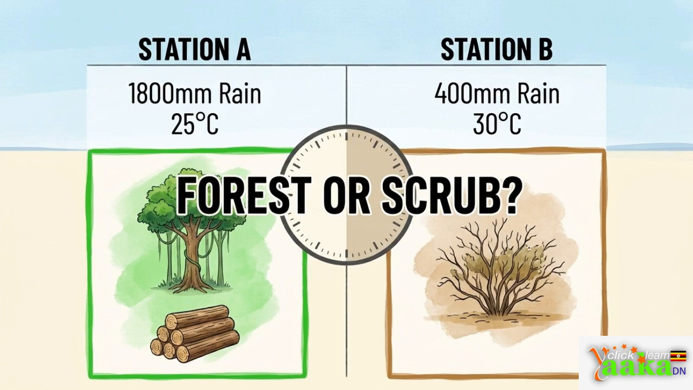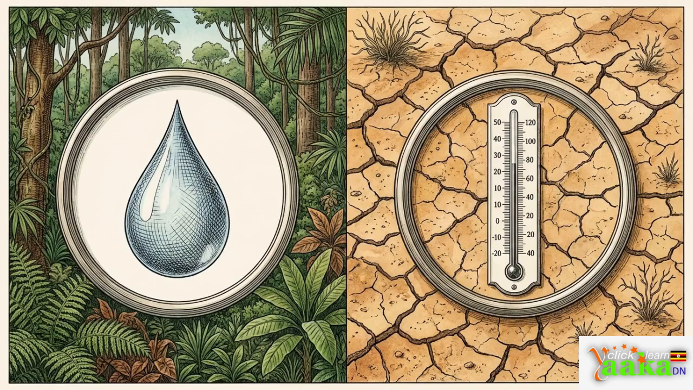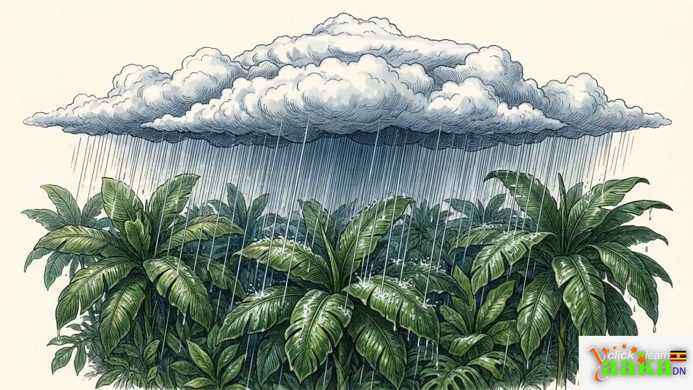Station A gets plenty of rain and moderate heat, making it perfect for a tropical rainforest and large-scale timber production. Station B is hot and dry, supporting only arid scrub. By checking just temperature and rainfall, we can accurately predict both the natural ecosystem and how humans will survive in it. We usually assume plants only grow because it rains, but massive forests actually help generate that rainfall.